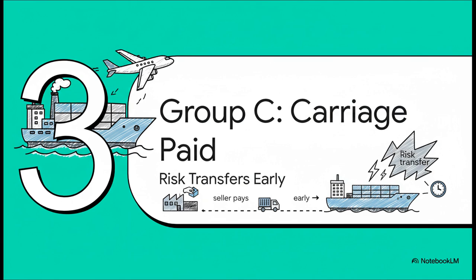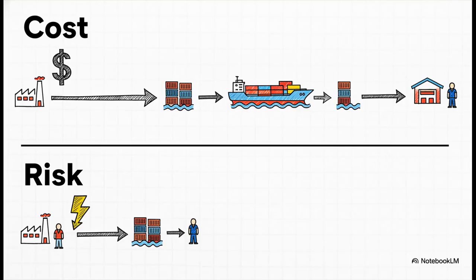In this group, the seller pays for the main international trip, but, and here's the twist, the risk transfers to the buyer way earlier. Yeah, you heard that right. Let it sink in for a second. The seller is paying for the big journey, but if that ship hits a storm halfway across the ocean, it's actually the buyer's problem. The handover of cost and the handover of risk happen in two totally different places.